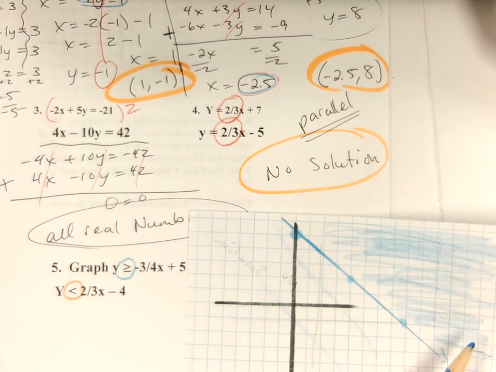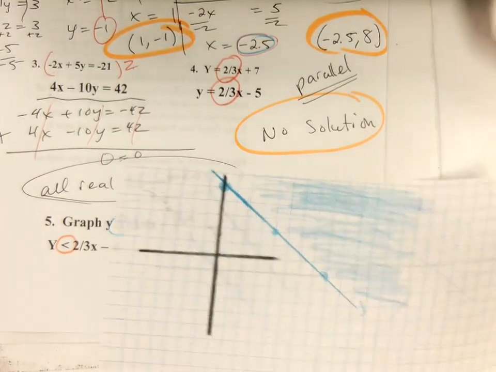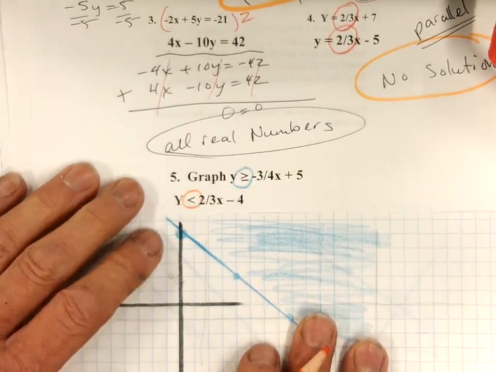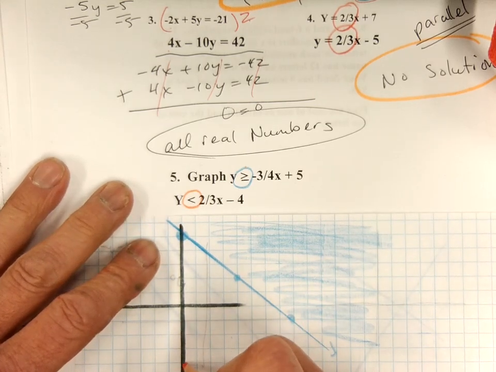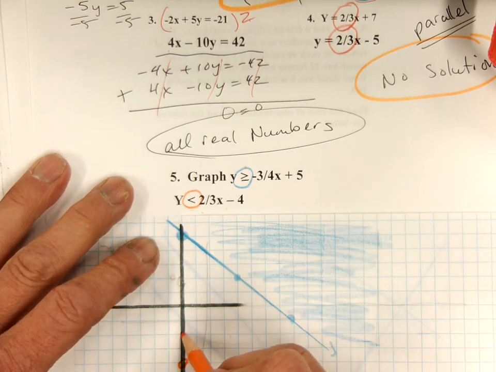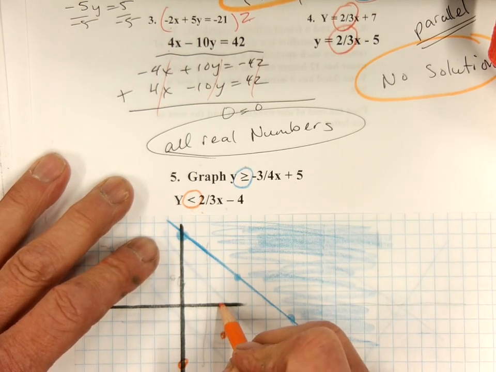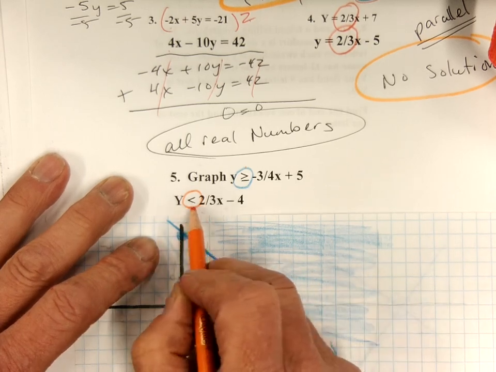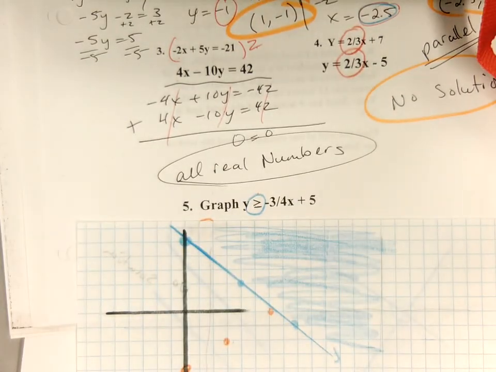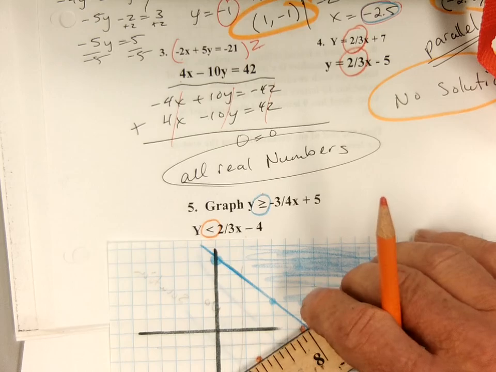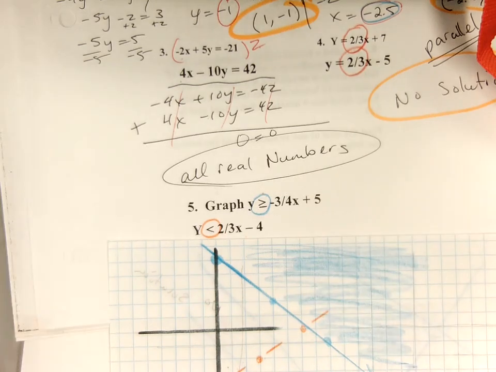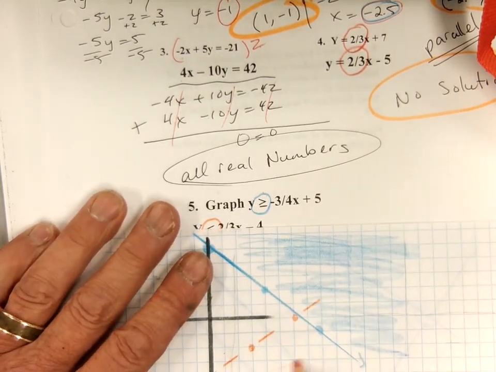Okay. Second graph, I'll do that one in orange. I'll start at negative 4. 1, 2, 3, 4. It has a slope of up 2 over 3, up 2 over 3, up 2 over 3. Now, it does not equal the line, so it doesn't have an equal sign, so we're going to make it a dashed line. It's going to include everything below the line, but not the line. So to show it doesn't equal the line, we just make a dashed line, right? And then less than is everything below.